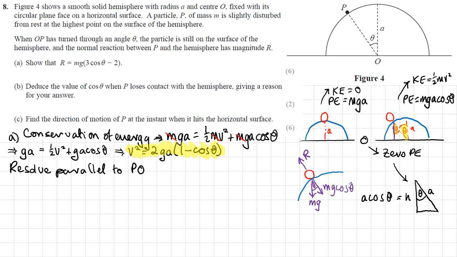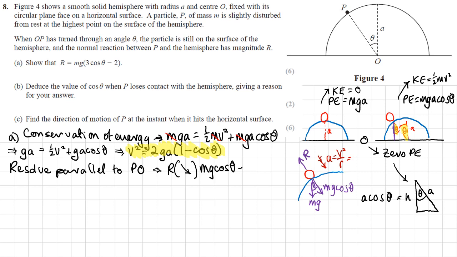And because I've got circular motion, the acceleration is going to be directed towards the centre, and that acceleration is going to be v squared over r. Now, since the radius is a, that's going to be v squared over a, but I'm not going to write that because I don't want to confuse the a for acceleration with the a which is used for the radius.